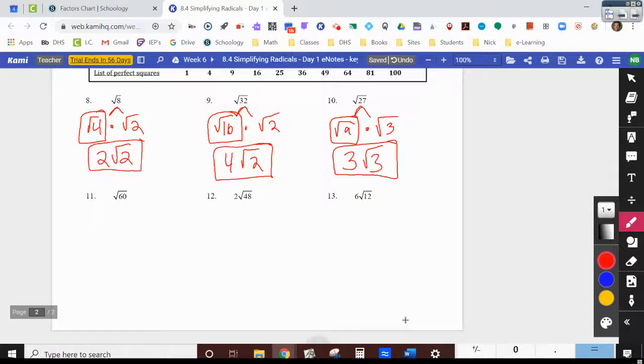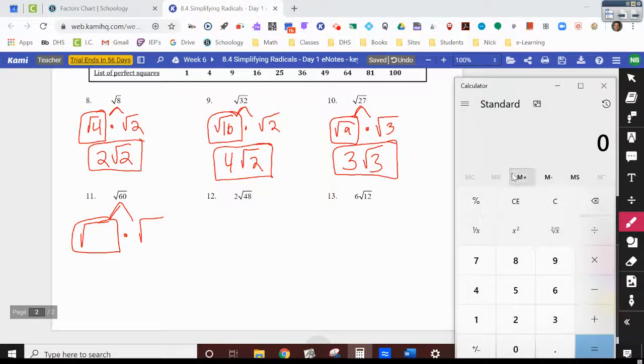All right, let's see how you did here. So now I'm going to break up rad 60. What is the biggest perfect square number that divides into rad 60? Well, let's get my trusty calculator out here.